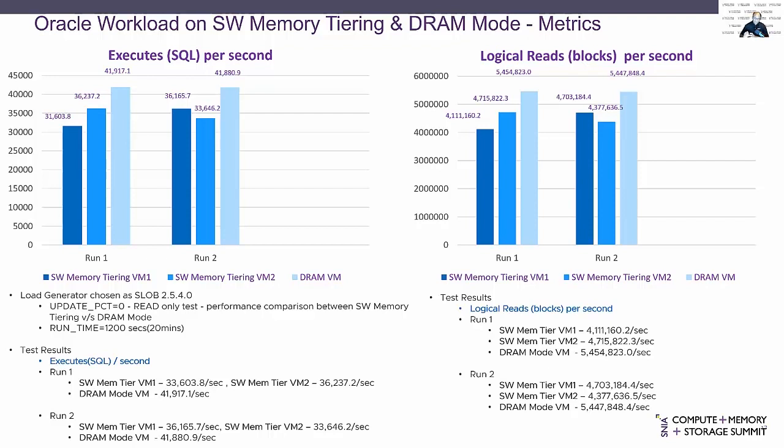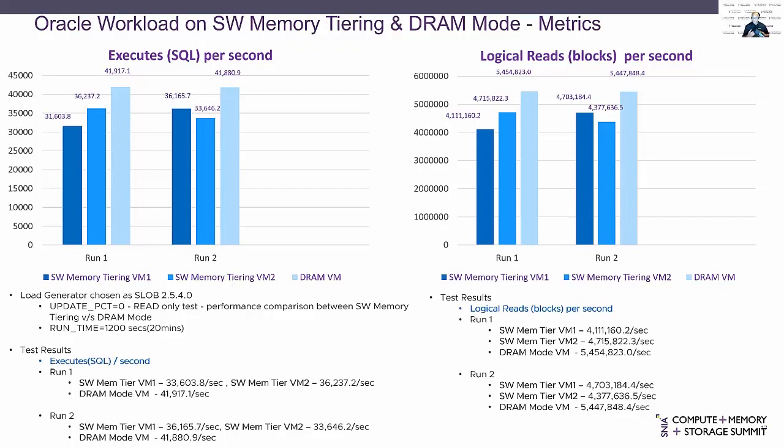Now, the second metric is the logical read blocks per second. Right now we are taxing logical reads, not physical reads. If we look at the logical read blocks per second, the aggregate of virtual machine 1 and virtual machine 2 on the software memory tiering server was close to 4.8 million a second, and the DRAM mode virtual machine was 5.4 million a second. In run 2, it was close to 5 million a second for both virtual machines on the software memory tiering server aggregated, as compared to 5.4.